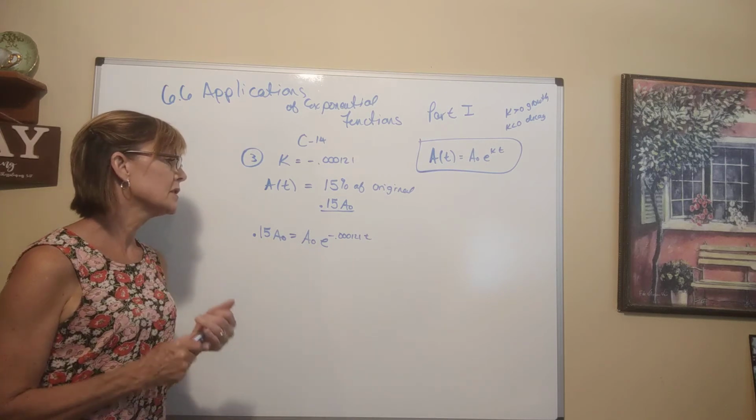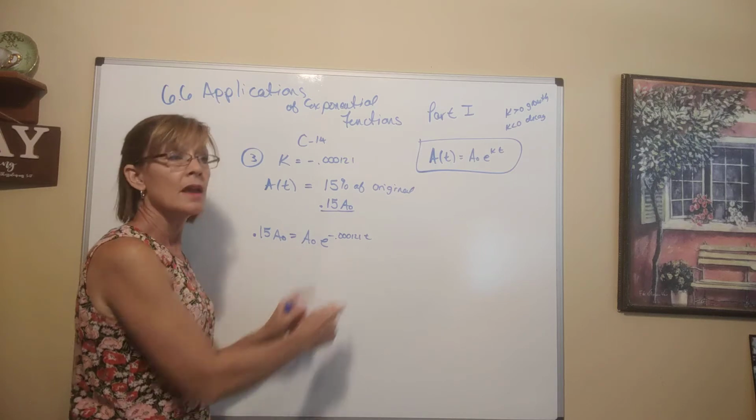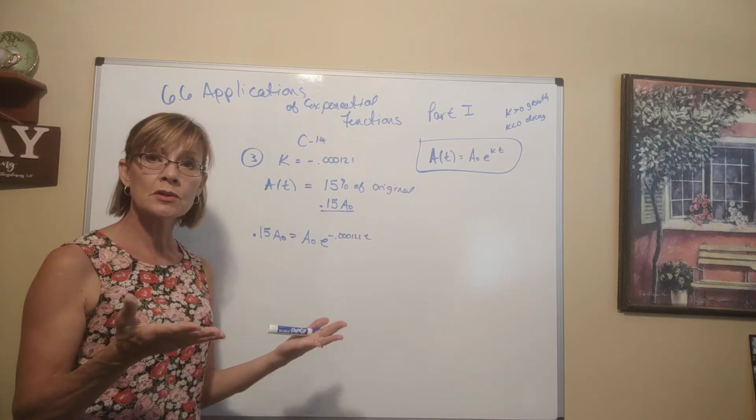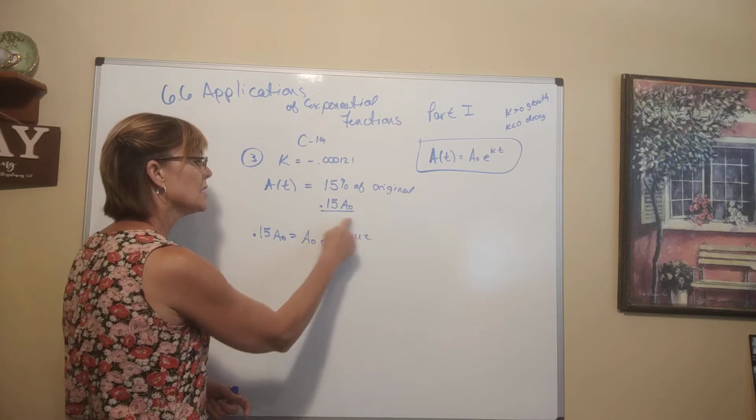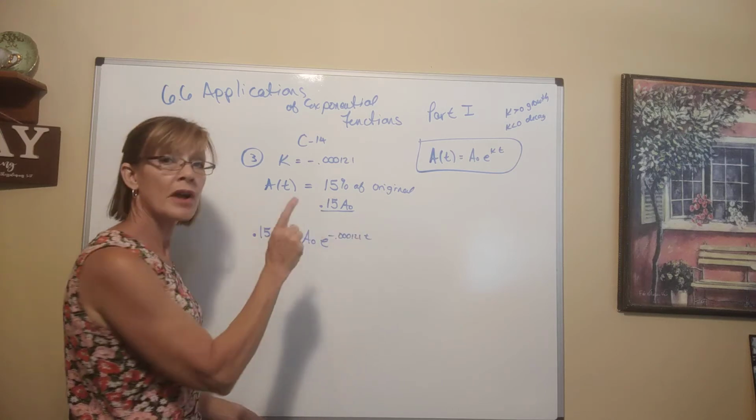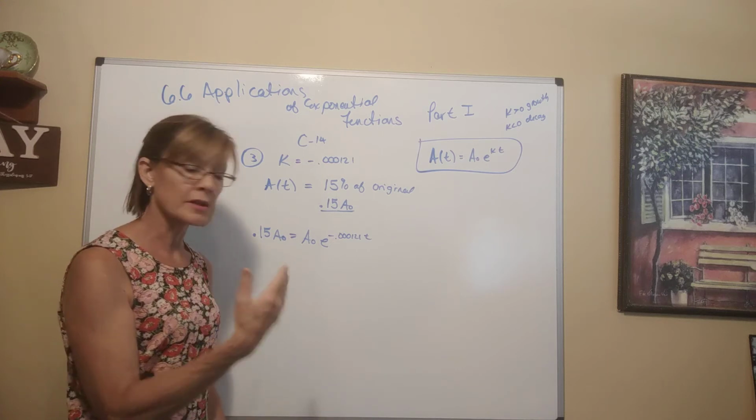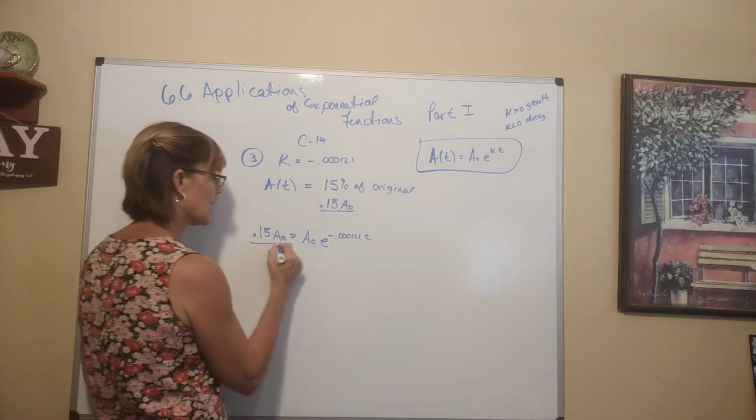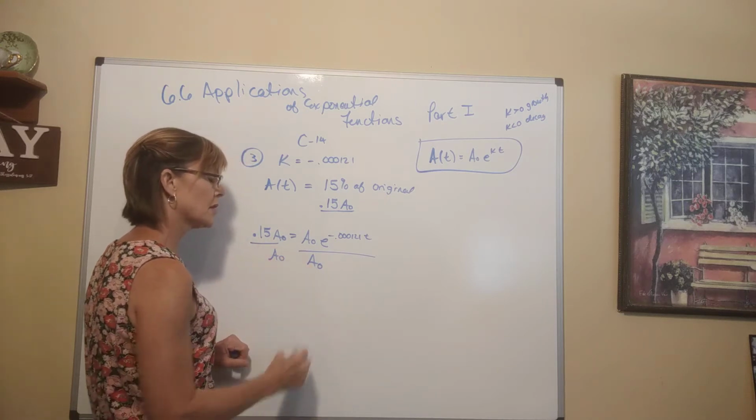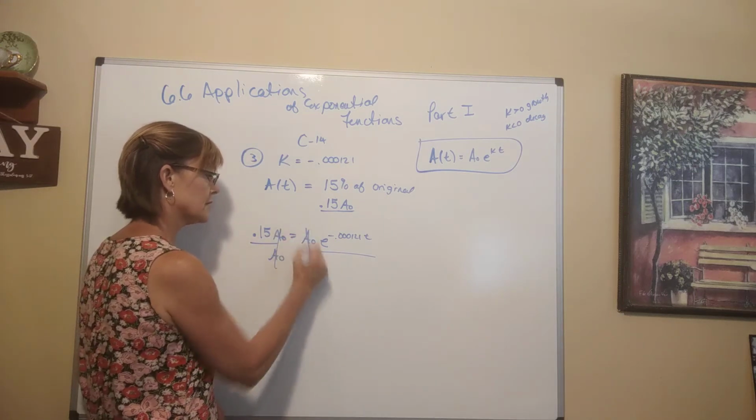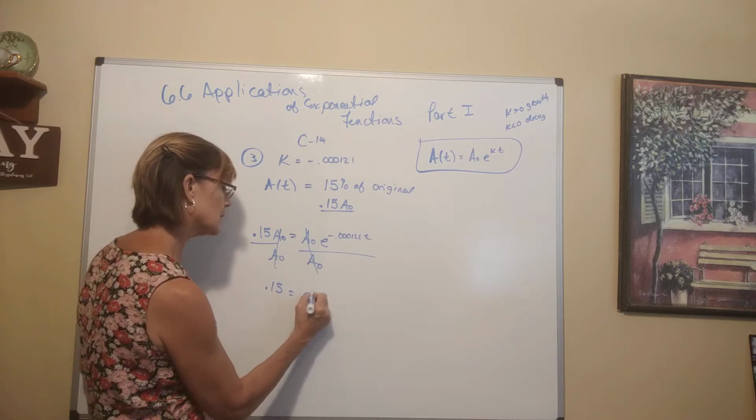How will we solve for t? Recognize this is an exponential equation. And then you say, how do I solve exponential equations? Well, first, I isolate the exponential expression, so get this e to the whatever by itself, then apply an inverse or a logarithm. So let's isolate the exponential expression by dividing both sides by A sub 0. What we get here is 0.15 is equal to e to the negative 0.000121t.